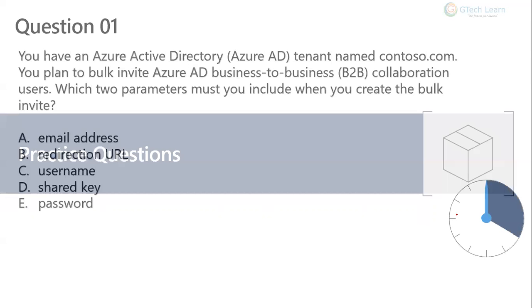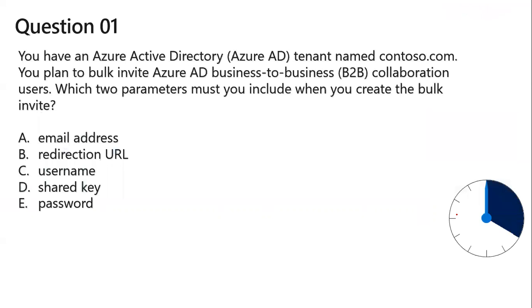Moving ahead with question number one: you have an Azure Active Directory tenant named contoso.com. You plan to bulk invite Azure AD business-to-business collaboration users. Which two parameters must you include when you create the bulk invite? Option A, email address. Option B, redirection URL. Option C, username. Option D, shared key. Option E, password. So please put your answers in the chat.